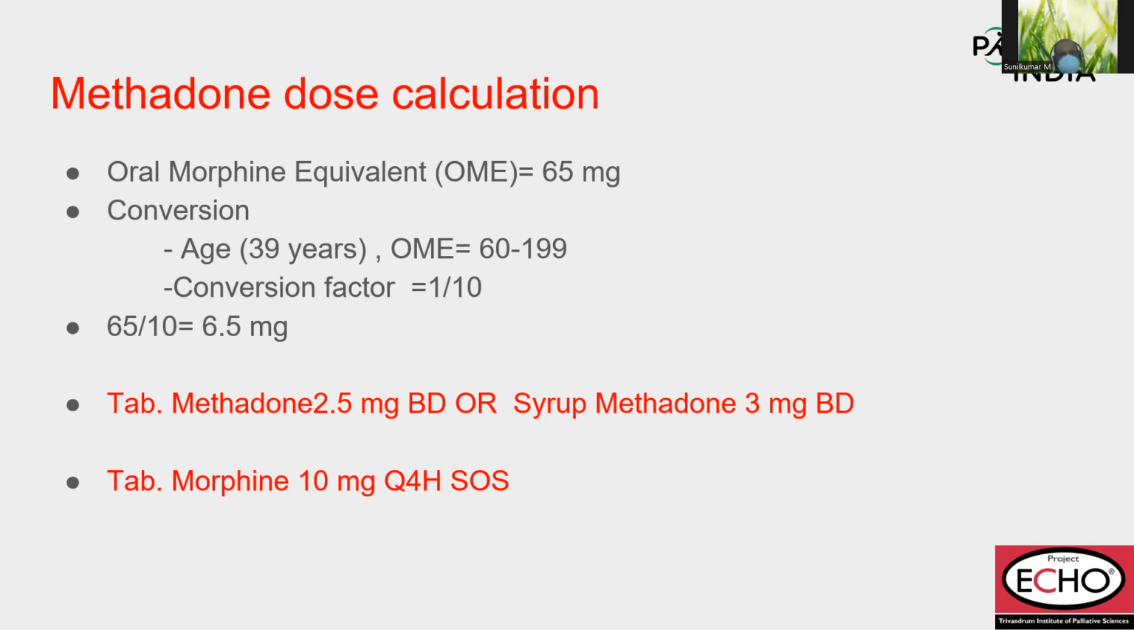That means suppose you are giving methadone at 6 a.m., you will ask the patient whether you have pain. If the patient has pain, you can give morphine 10 milligram. At 10 a.m., you can again ask, do you have pain? Patient says, no, I don't have pain. You will not give morphine. At 2 p.m., you again ask. 6 p.m., 10 p.m., you will ask. And if the patient has pain, you will give morphine. Otherwise, you will not give.